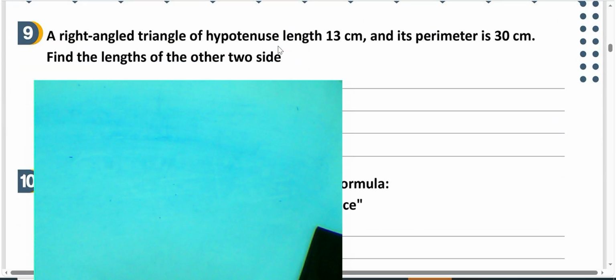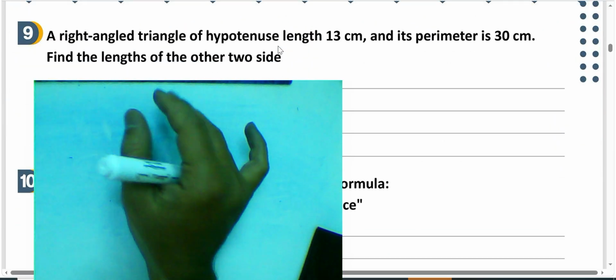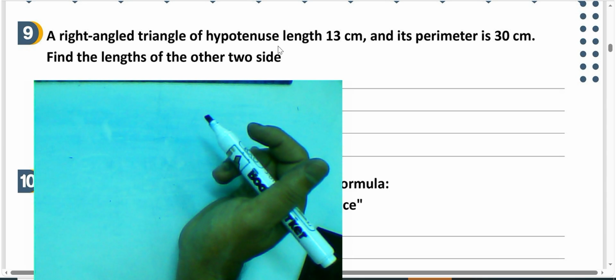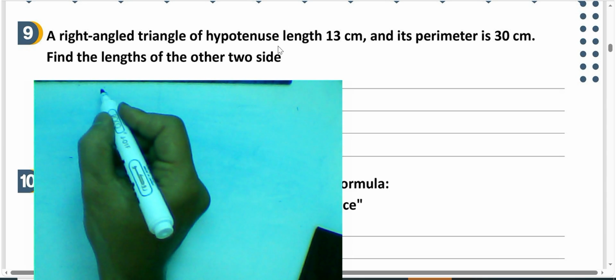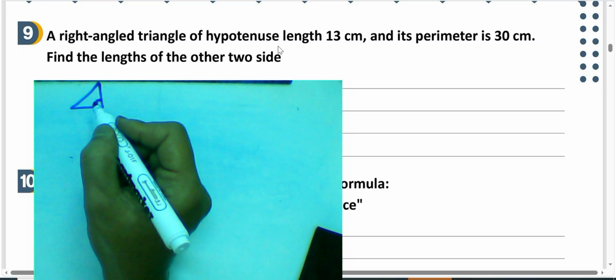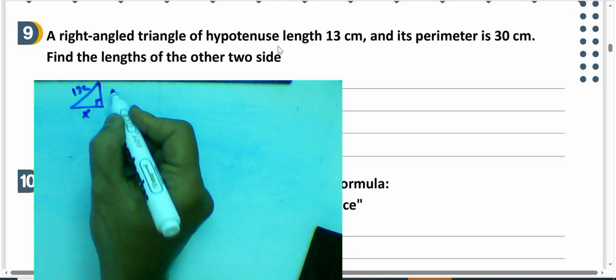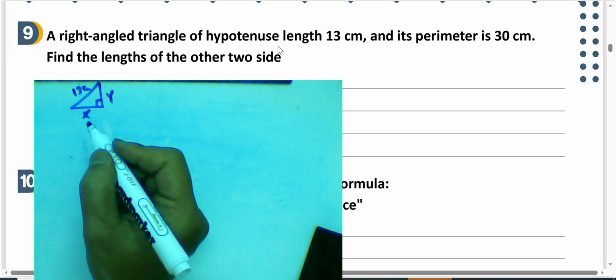Next question: a right angle triangle has hypotenuse length 13 cm and its perimeter is 30 cm. Find the length of the other sides. We have a right angle triangle like this. He gave you the example, the hypotenuse was 13 cm. We can put here x and y, the 2 other sides.